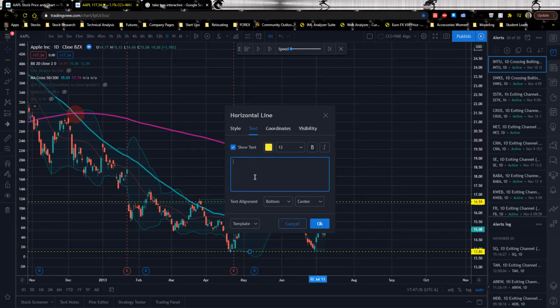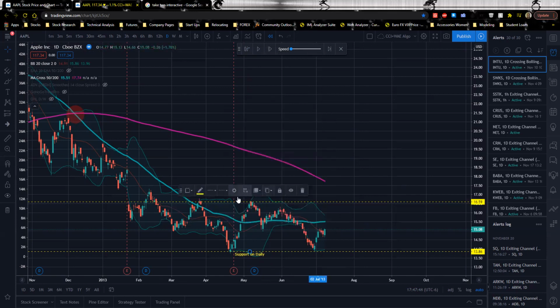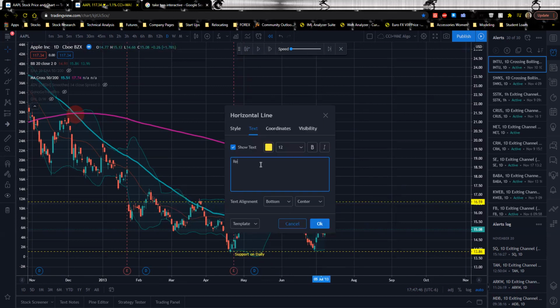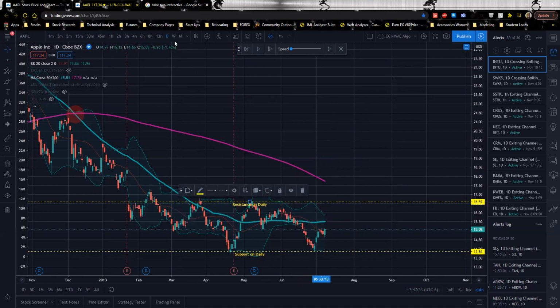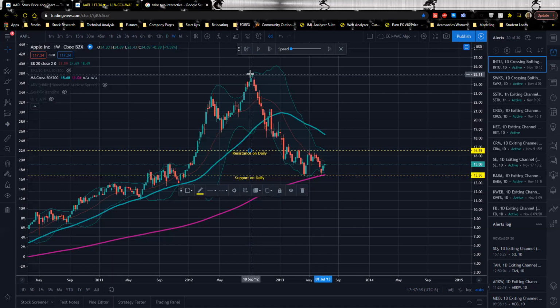If you want, do the same thing, like support on the daily. What I like to do sometimes is flip in and out, because I want the weekly in there. So then I know the weekly support and resistance is over here. And it looks like the support in the daily isn't that far off from the support in the weekly as well. So this is a really good point.